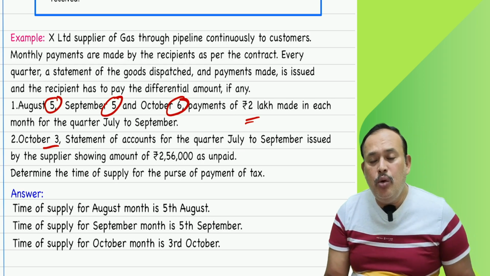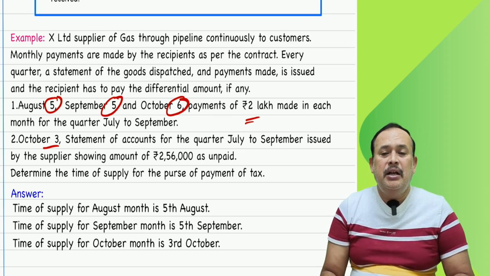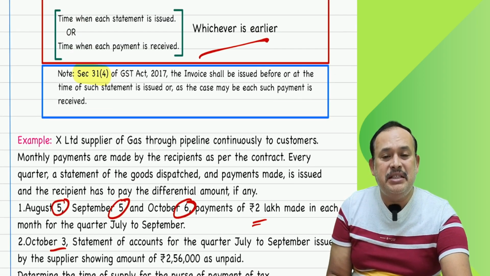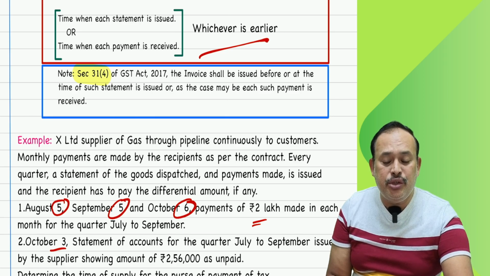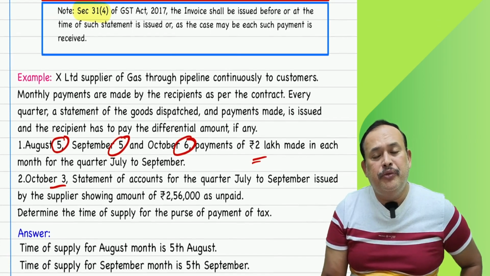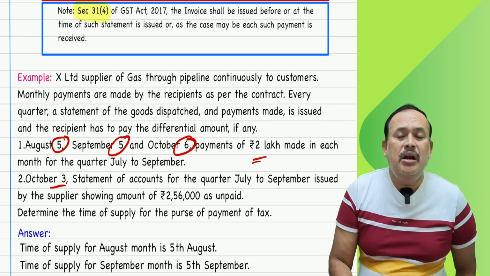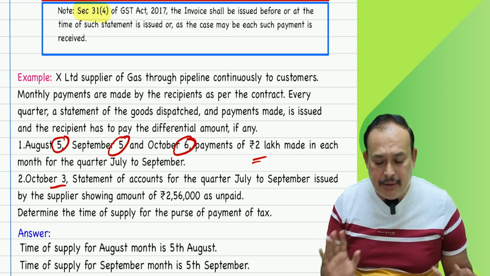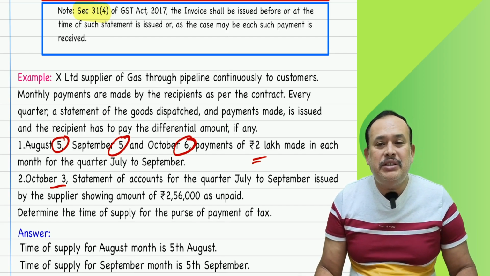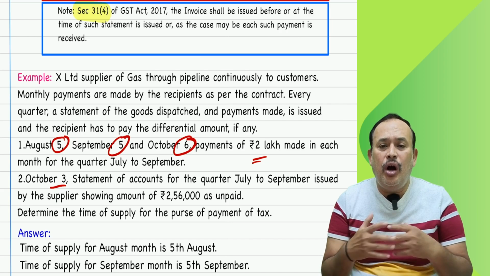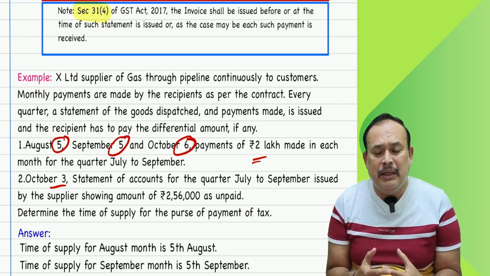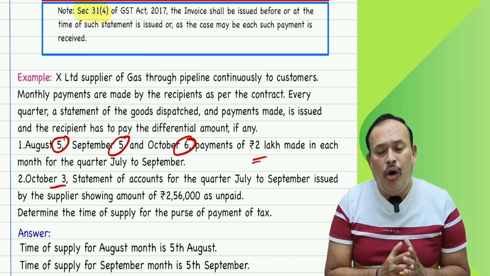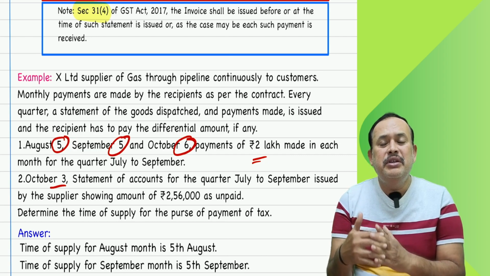Now you have to understand, as per section 31, subsection 4 of the CGST Act, when should the invoice be issued? The invoice should be issued before or at the time of the statement or at the time of payment received, whichever is earlier. So the time of supply also goes in the following manner: before or at the time of the statement submitted or payment received, whichever is earlier.